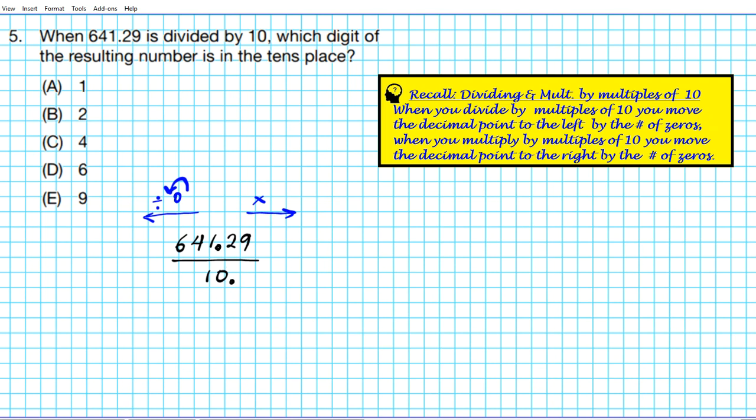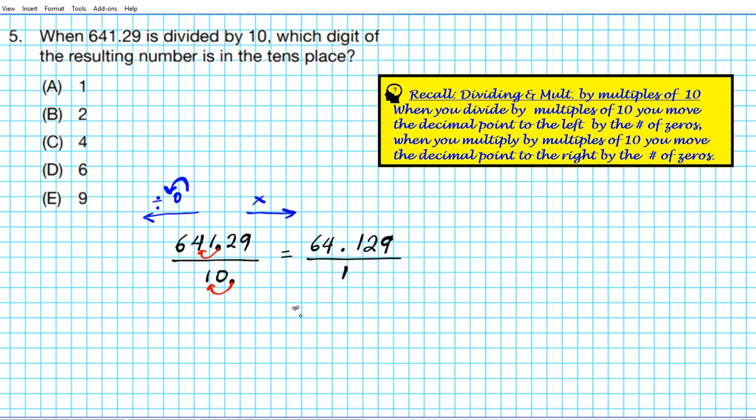Now, if we move the decimal point of the numerator and the denominator by an equivalent number of places, the resulting quotient remains unchanged. Now, when you move the decimal point of 10 one place to the left, and you move the decimal point of 641.29 one place to the left, the numerator and the denominator, you have 64.129 divided by what? Divided by 1.